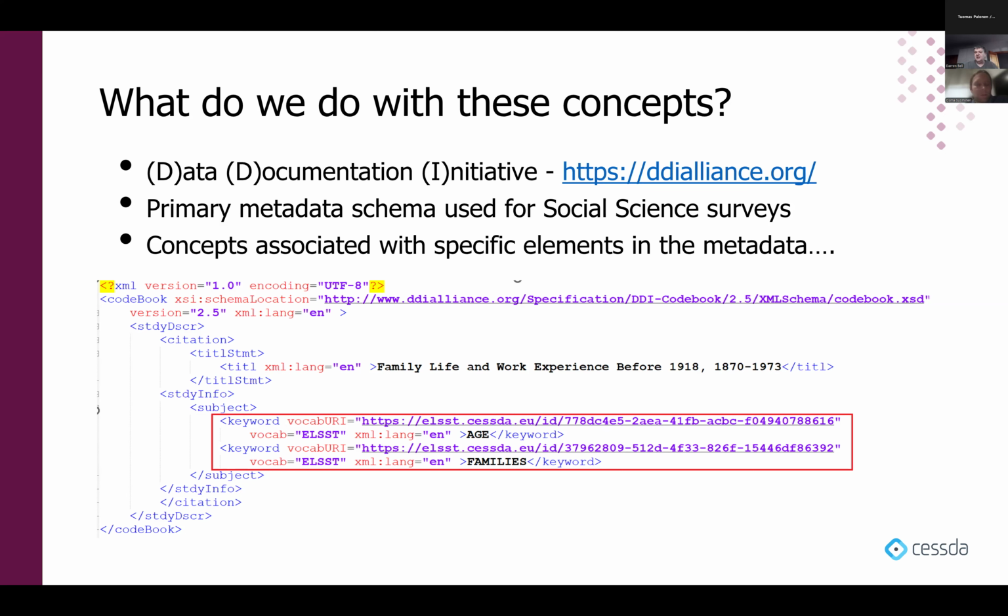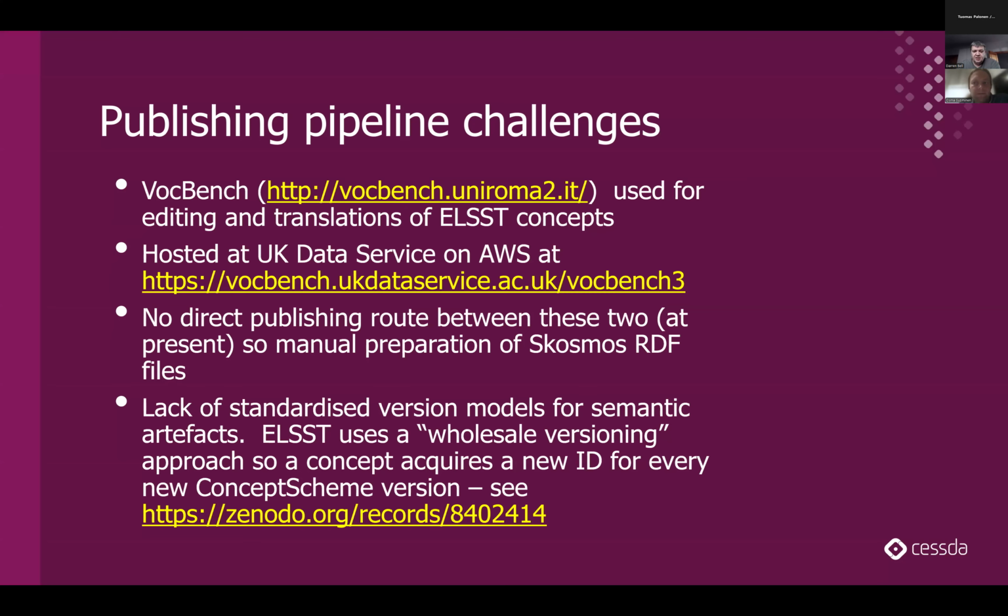So the identifiers, for us, are not optional. It's really critically important that you include the identifiers in the metadata as well as the label or the term, if you want to describe it like that. So with the publishing pipeline, Skosmos is really the publishing platform. And at UK Data Service, we actually use VocBench.